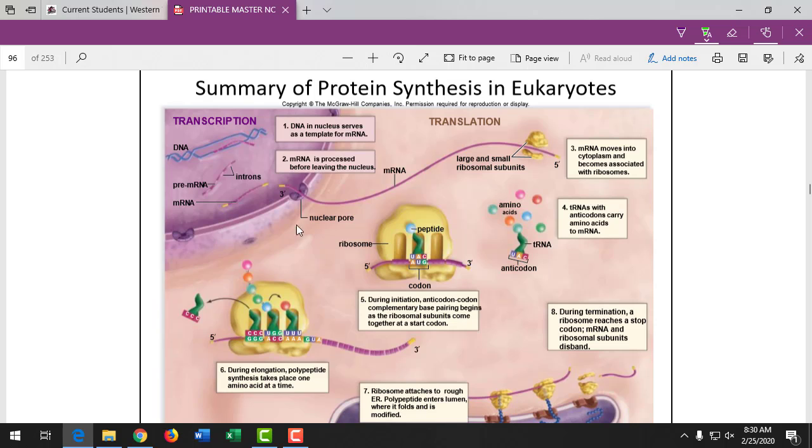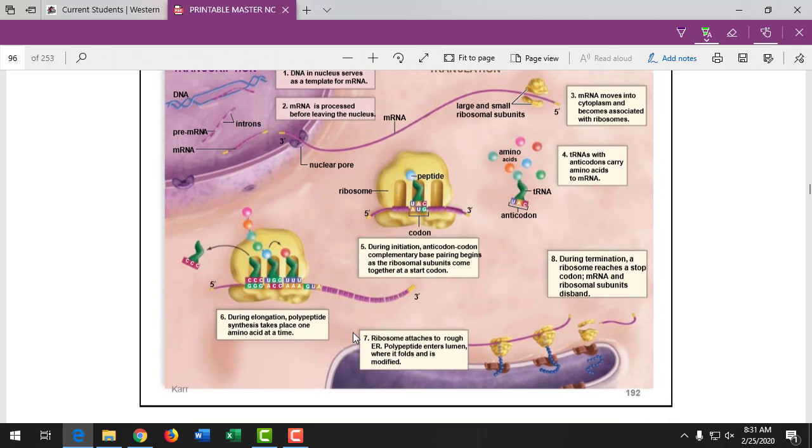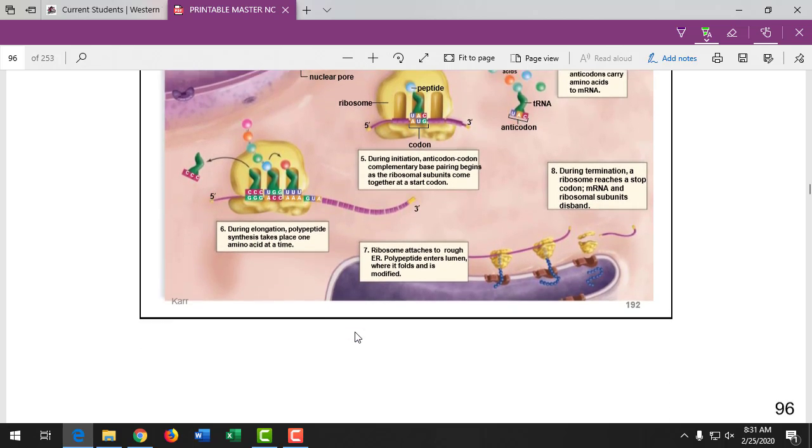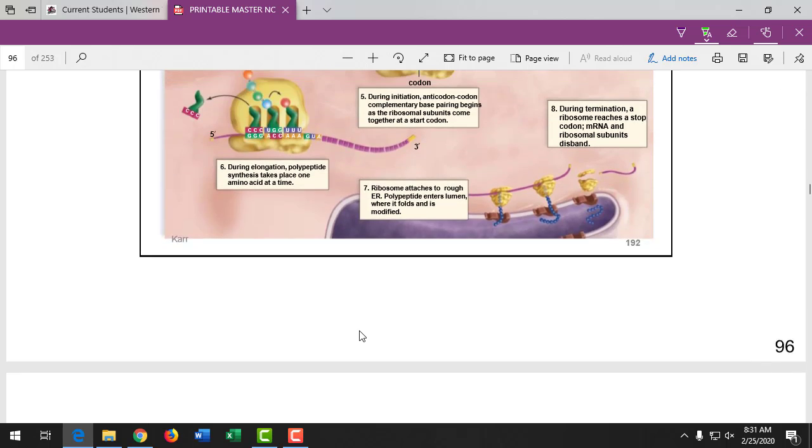Because here's my nuclear membrane. Here's the cytoplasm out here. And there's animations in our folders, too, that put this all in motion and talk about each step of the way. So if you're not familiar with this, just take the time to visit it again.